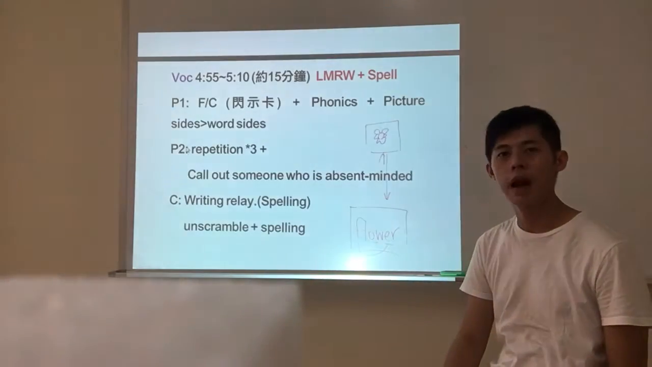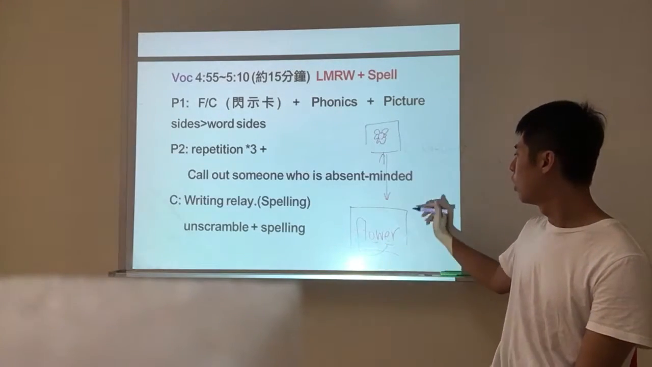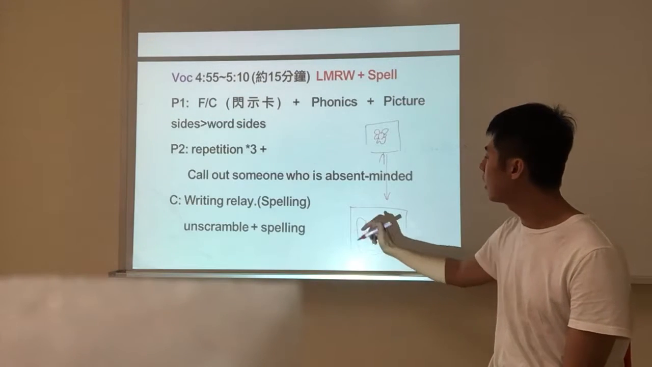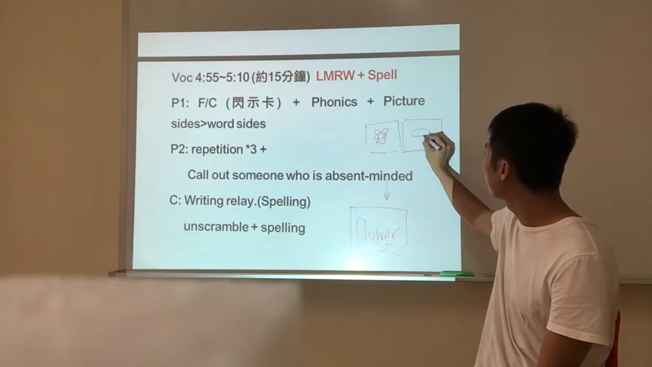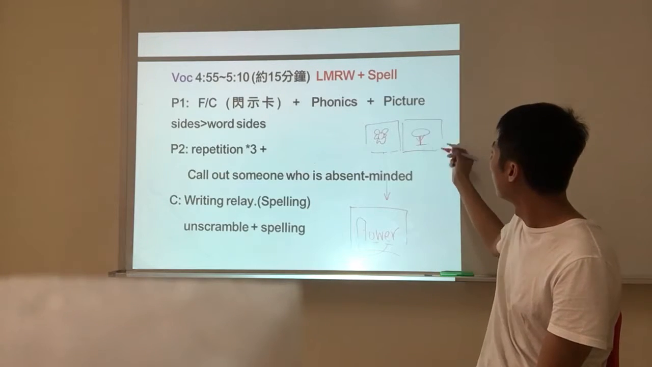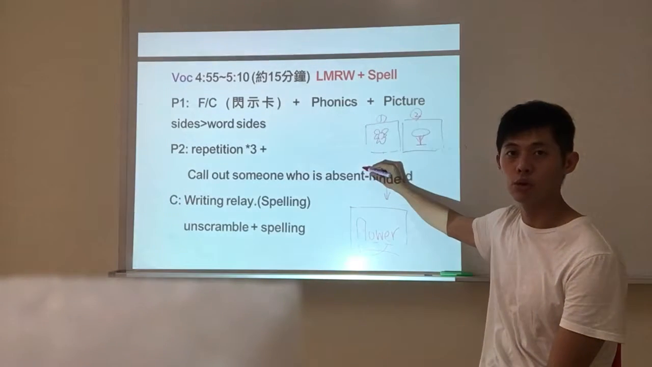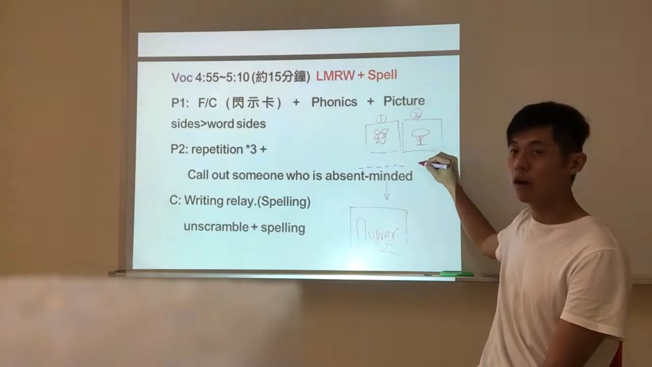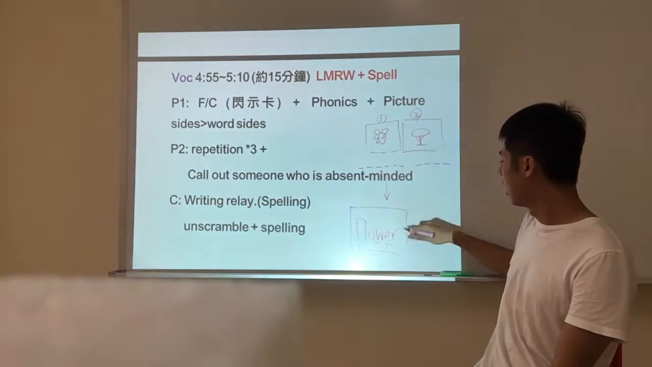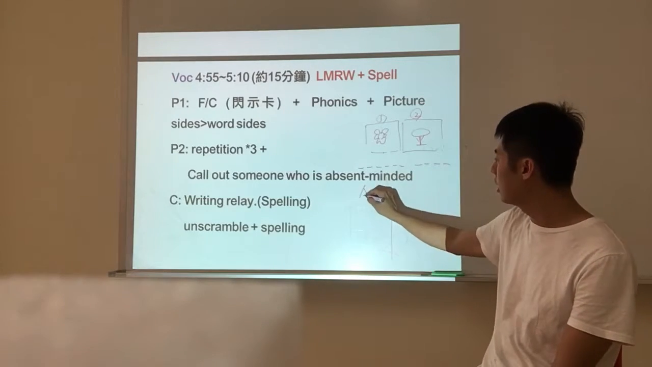Good. And next one, we have to go to writing relay. Writing relay is the basic rule to do. Show them the flashcard. If they are different flashcards, this one is tree. When you show the flashcard, word side, picture side, students need to spell the word side, right? So how do you spell flower? F-L-O-W-E-R. How do you spell tree? T-R-E-E. Okay, good job. So you have to ask students to divide into two groups, Team A, Team B.